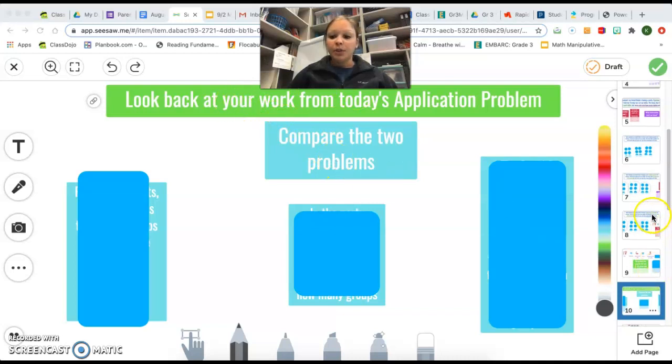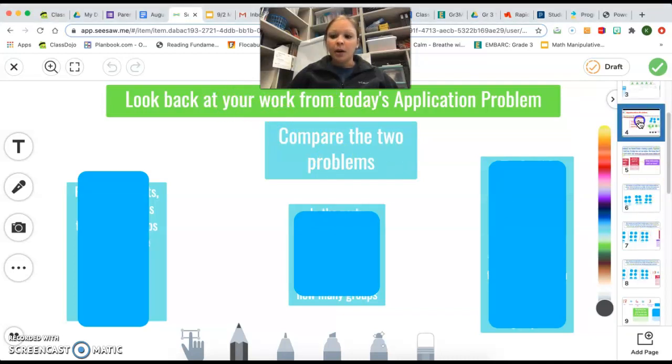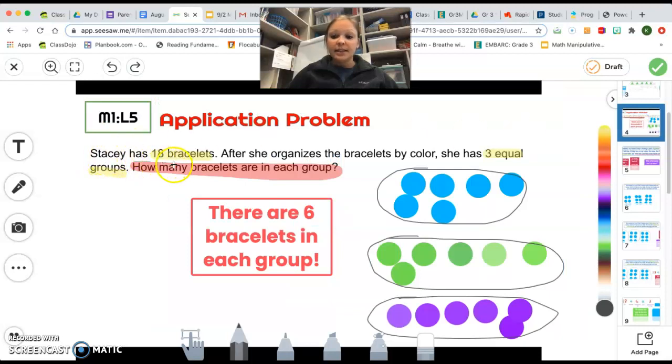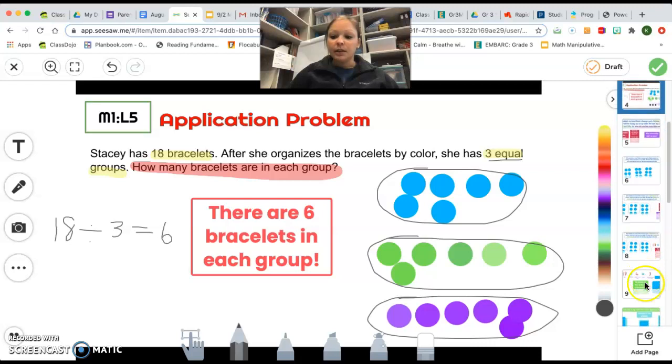So now let's look back at our application problem, and we're going to compare our application problem to the problem we just did. So our application problem said Stacy has 18 bracelets. After she organizes the bracelets by color, she has 3 equal groups. How many bracelets are in each group? So we know our total was 18. We divided them into 3 equal groups because that's what the problem says. And then our answer was there are 6 bracelets in each group. So our division equation for this problem is 18 divided by 3 equals 6.